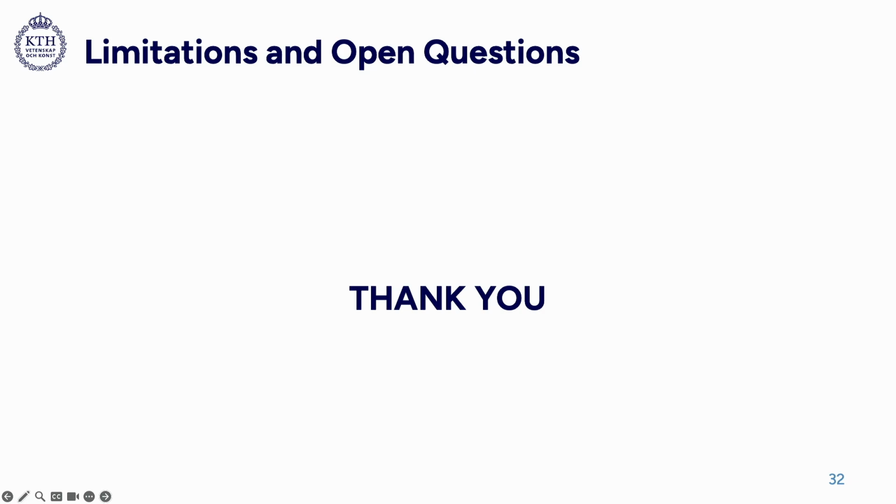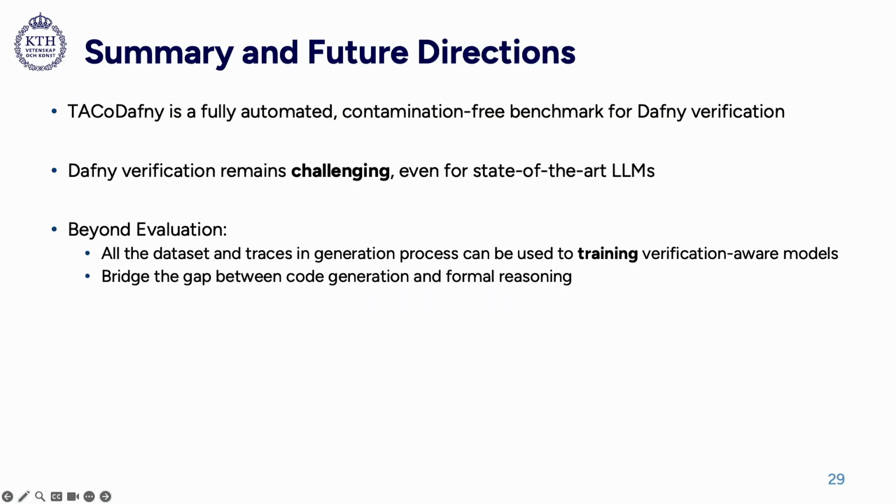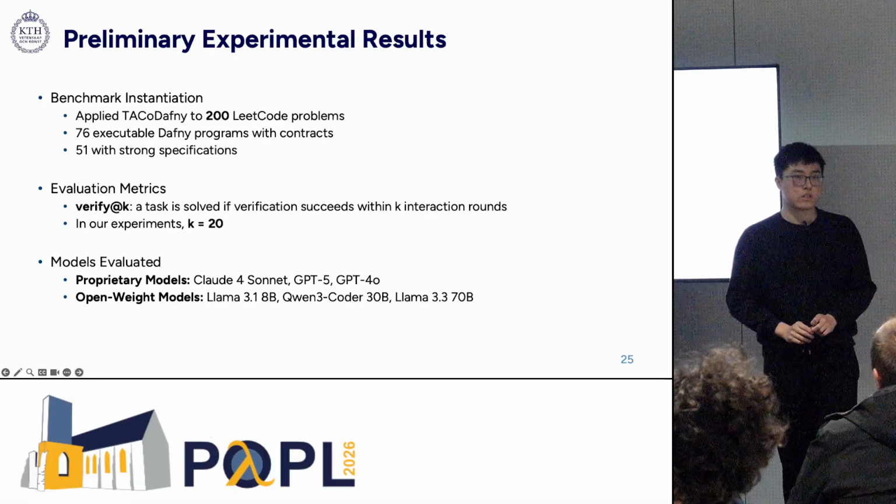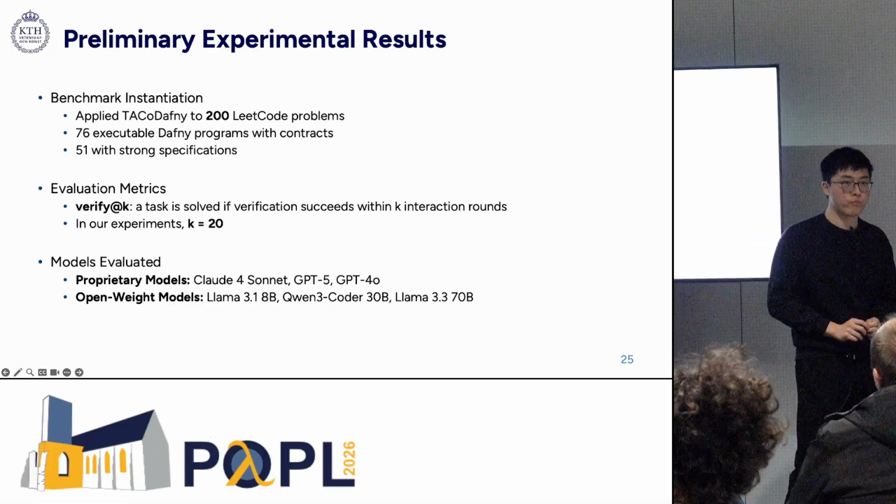Very nice talk. You mentioned 76 and 51 at the specification and then the model checking stage. What was the number at the implementation generation stage? So you have 76 programs with contracts. I'm just thinking about the programs without contracts.